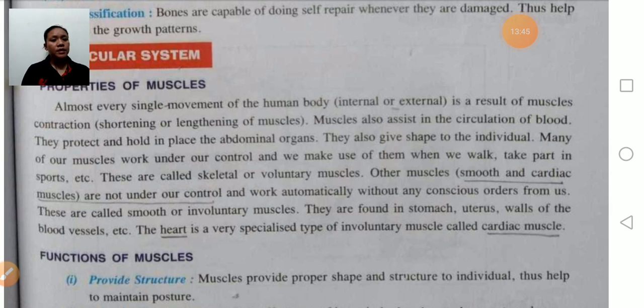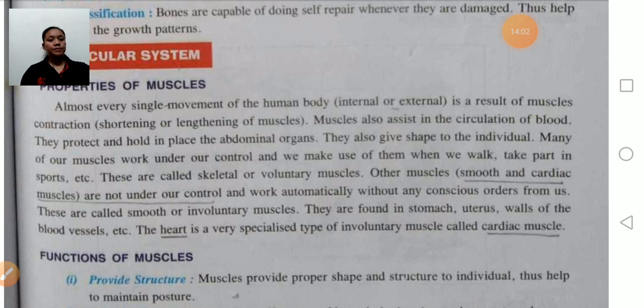And other muscles like smooth muscles, cardiac muscles, etc. are not under our control. They work automatically without any consciousness. We don't have control over them. These are called smooth or involuntary muscles.